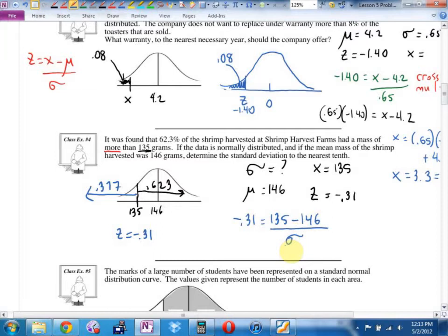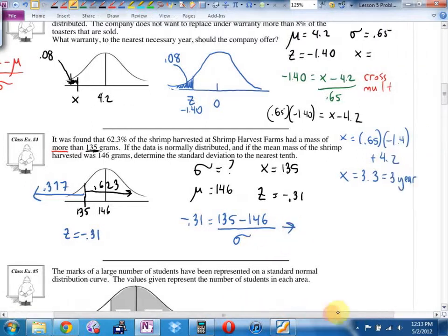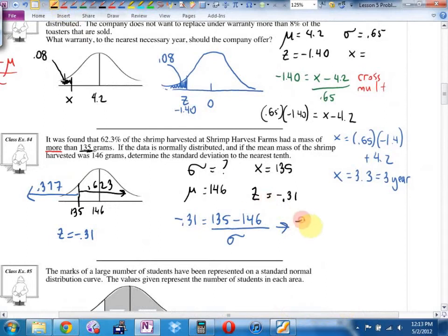Joel, what am I going to do now? You already said it. I'm going to cross multiply. This is a little bit weird. Treat this as though it was a variable like an x or a y. In fact, you could replace it with a little letter y if you wanted to. I'm going to keep it a sigma to get you used to using Greek letters. So I can deal with it. When we cross multiply, I think we'll get this. Negative 0.31 times the mystery standard deviation equals 135 minus 146.